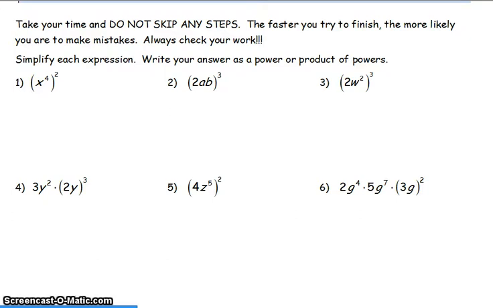So if you haven't done number 1 yet, please go ahead and hit pause, then try to do number 1 before you hit play again.